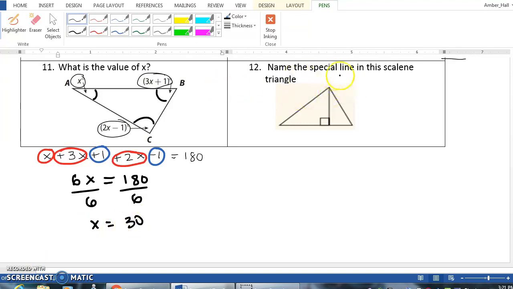Number 12. Name the special line of this scalene triangle. Well, I have a scalene triangle, which just means the triangle has 3 different sides. I have this special line going down through the middle. It goes through a vertex and it's perpendicular to a side. Therefore, it has to be an altitude.